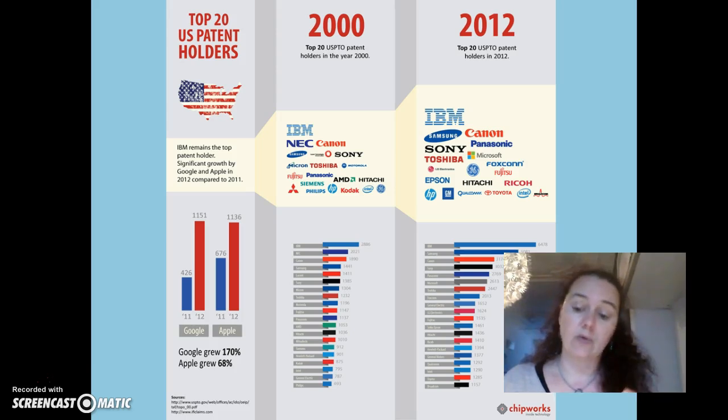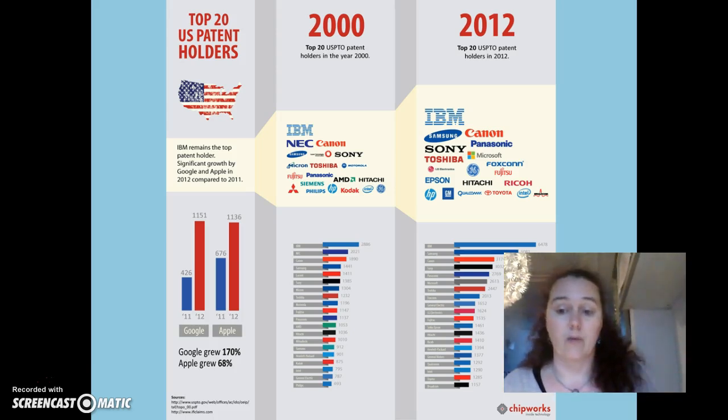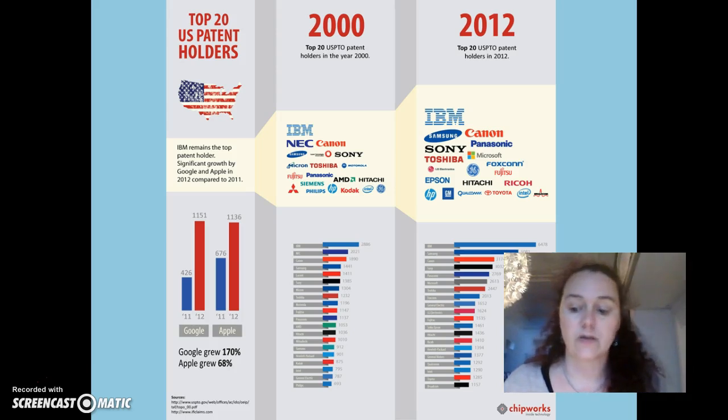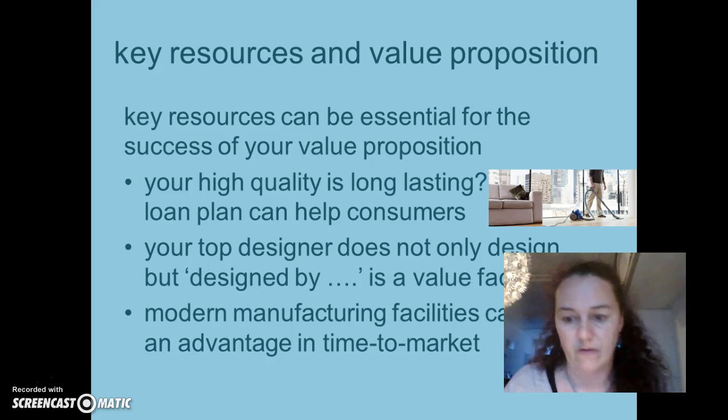But they are not the only type of intellectual property that can be relevant. Things related to design or a brand or a customer database. All these things can be taken as intellectual property that can be a really key resource for being able to deliver your value proposition.